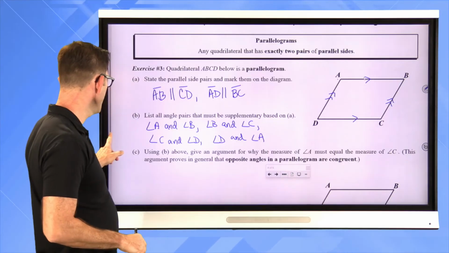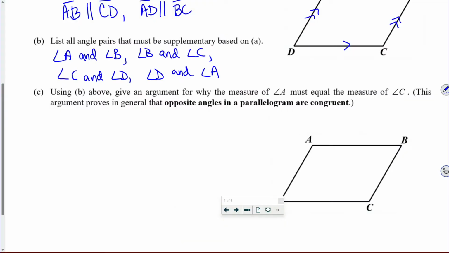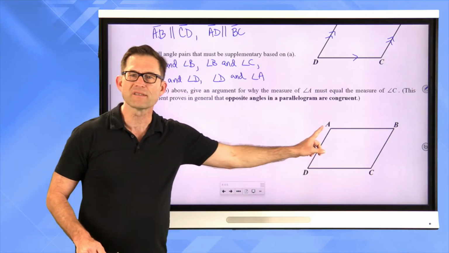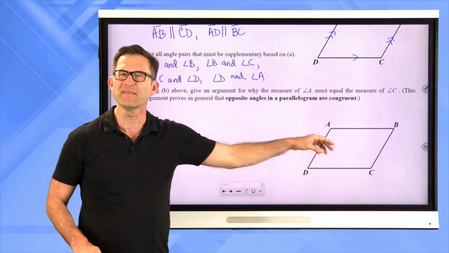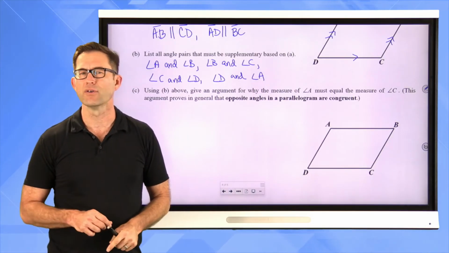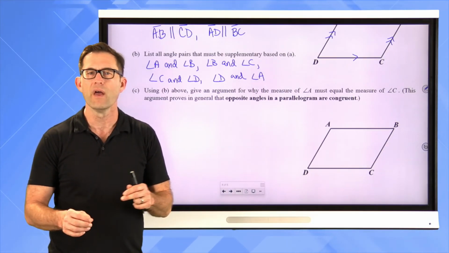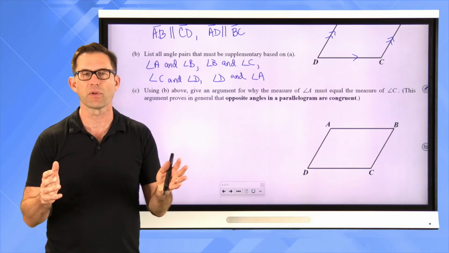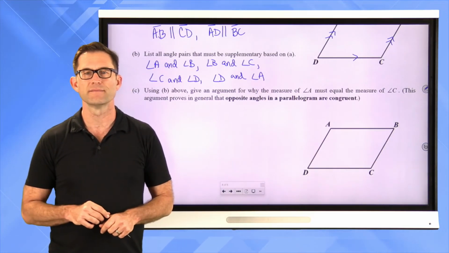Now, let's take a look at letter C. Using B above, give an argument for why the measure of angle A must equal the measure of angle C. Parentheses, this argument proves in general that opposite angles in a parallelogram are congruent. All right, so why must A and C be congruent based on what we saw in B? Pause the video now and see if you can figure this out. You could write yourself a little short geometry proof. It could be a paragraph proof. You could just explain it. See what you can think about.